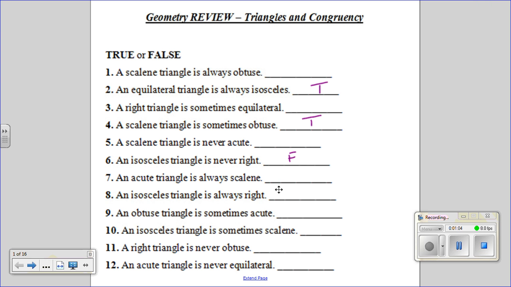Number 8, an isosceles triangle is always right. Now that's false as well, because there are several types of isosceles triangles, not just the 45, 45, 90. It can be, I'm sorry, not 35, 35, 30. 35, 35, 110.